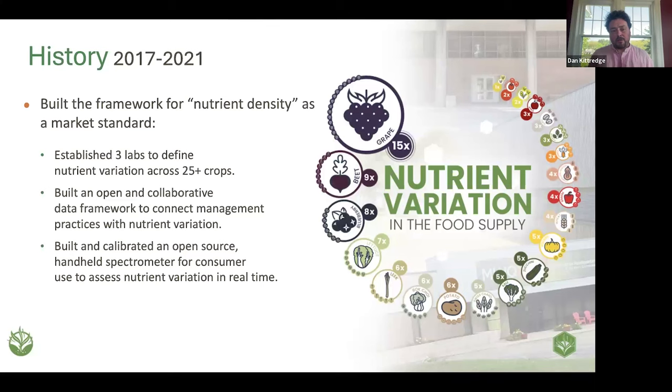so we could overlay soil metrics against the nutrient levels in the crops. And as well, we asked farmers to ask a long list of management questions.